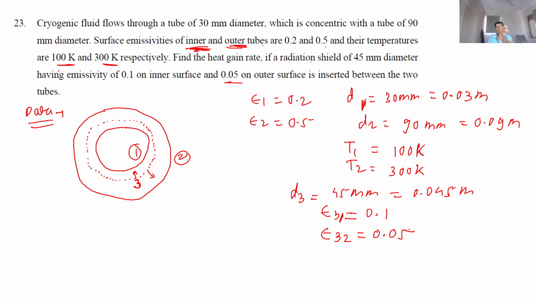Till now, in all the radiation shield problems we have seen, the emissivity on both sides is the same. But in this problem, the shield has two different emissivities on two different surfaces. Towards 1 it has emissivity of 0.1, and towards 2, the outer surface, it has emissivity of 0.05. So this is an important point to note. And what they have asked, what is the heat gain rate? So the required answer is Q1 to 2. So we'll go for the solution.